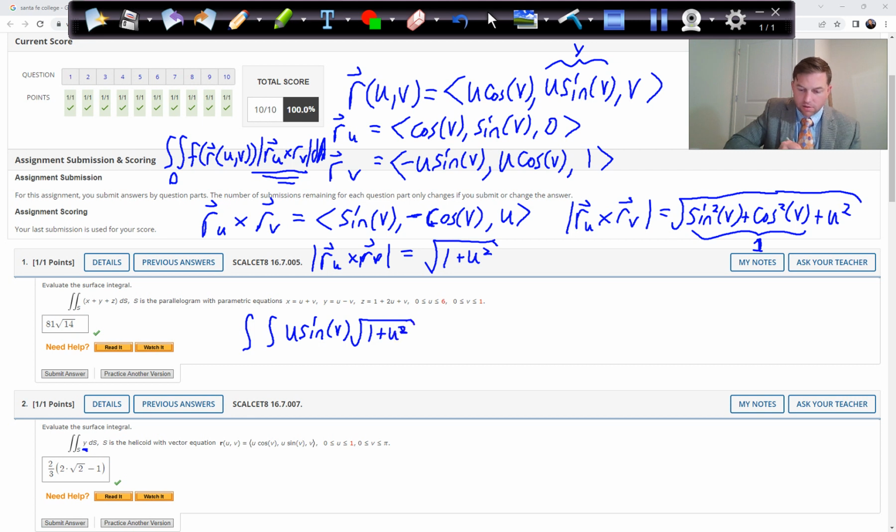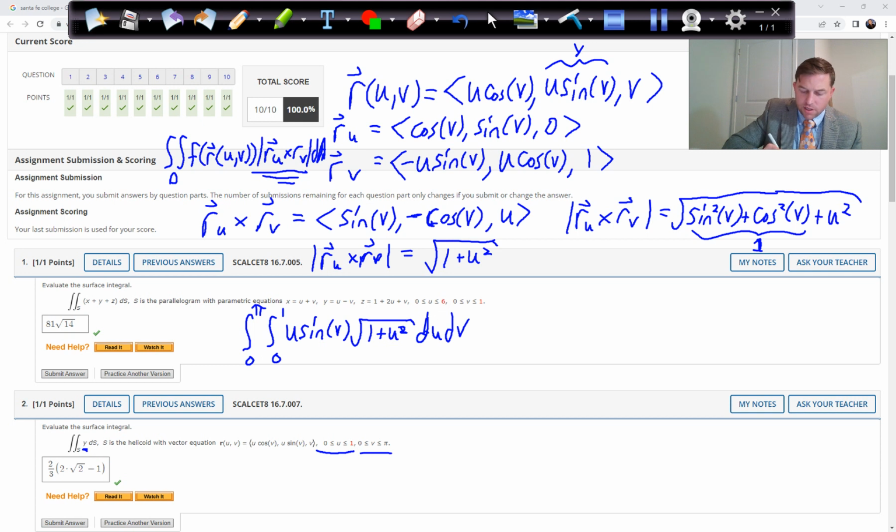And let's actually put in our limits and do all that. I found if you do du first, then dv, it works pretty well. U goes from 0 to 1. V goes from 0 to pi.